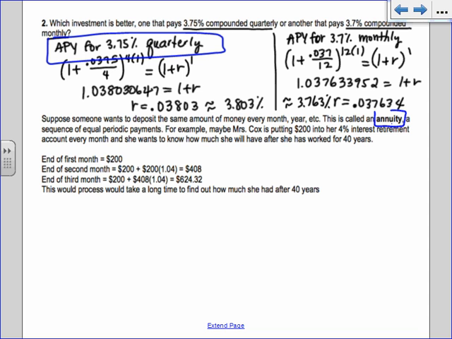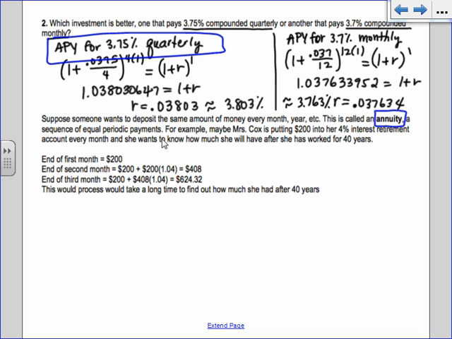An annuity is basically a sequence of periodic payments leading to a big investment at the end, some kind of big retirement account or whatever. So for example, maybe Mrs. Cox is putting $200 into her 4% interest retirement account every month, and she wants to know how much she will have after she's worked 4 years. That's not very much money, so we'll see.